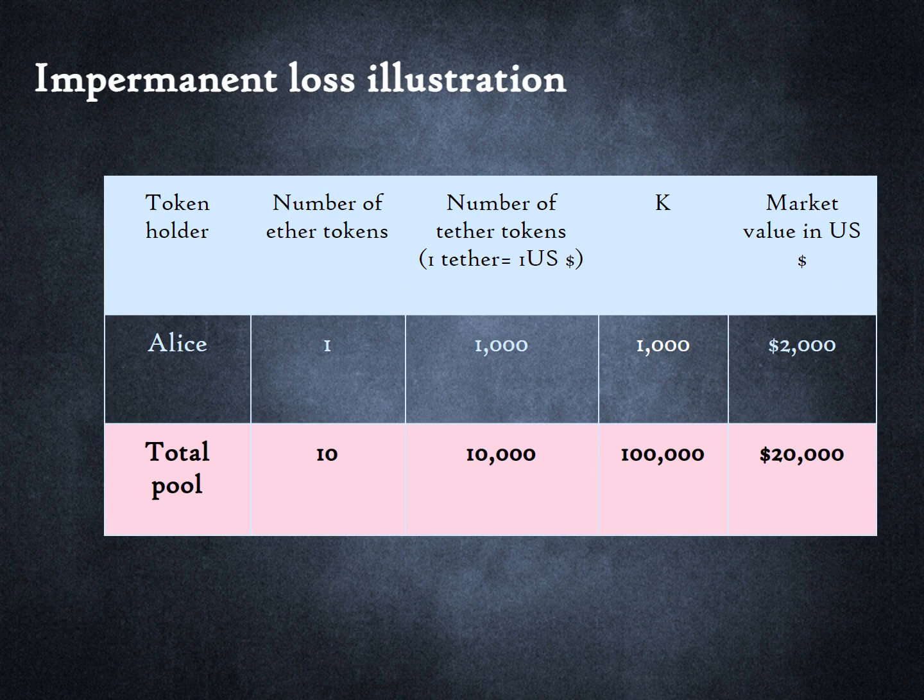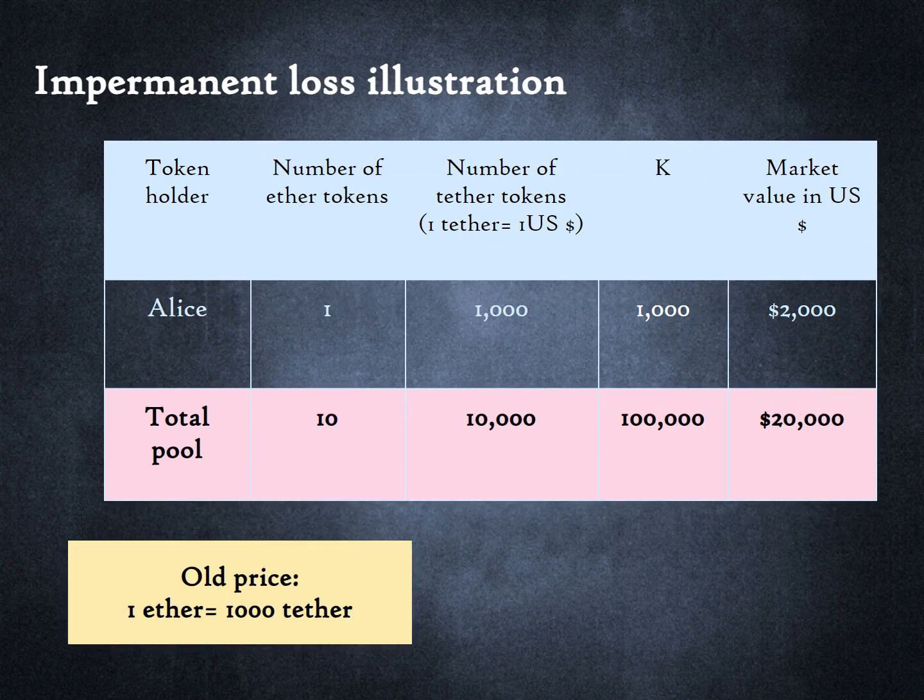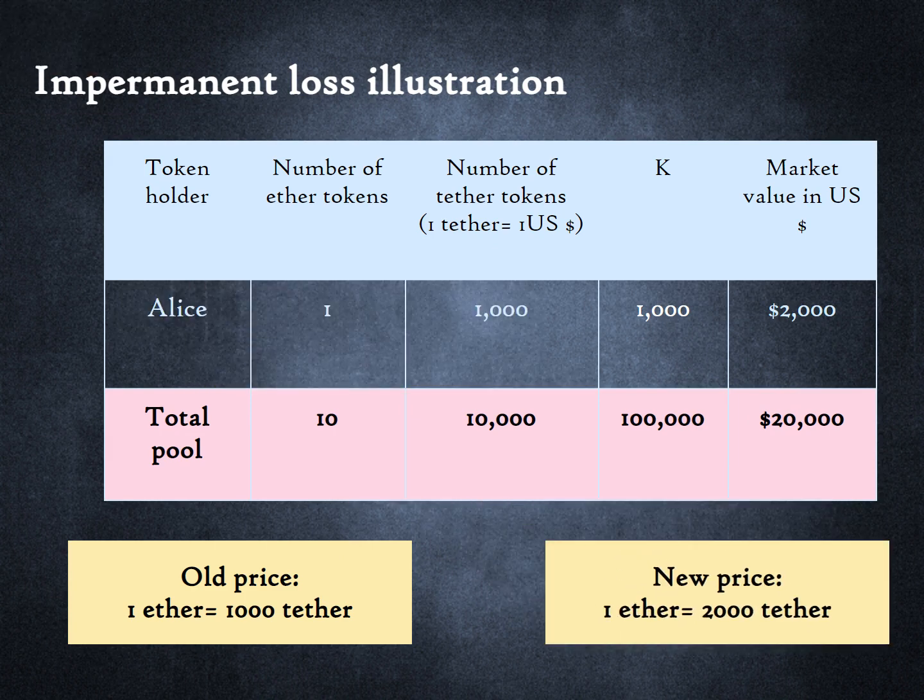Consider Alice, who has contributed 10% of a liquidity pool of Ether and Tether. The market price of 1 Ether is 1,000 Tether. Since 1 Tether is equal to $1, the total value of Alice's holding is $2,000. The market price of Ether, outside Uniswap, suddenly doubles to 2,000 Tether tokens. Now, the Ether in the liquidity pool is suddenly cheaper than the market. Hence, traders start arbitraging between the pool and other exchanges.